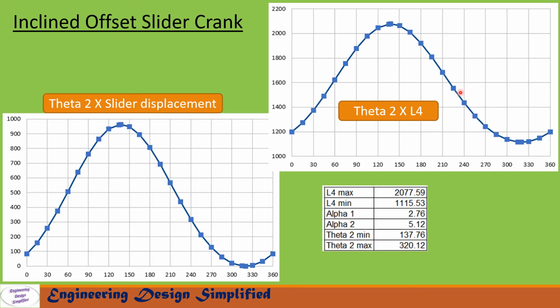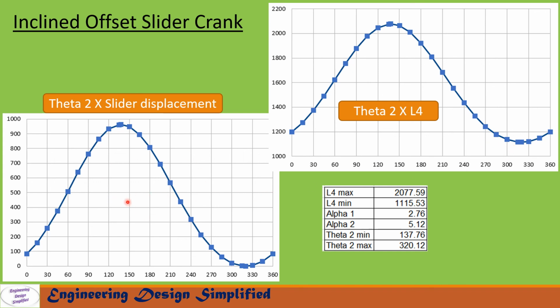In this graph, theta 2 versus L4 is plotted, theta 2 along horizontal, L4 along vertical. So at angle theta 2 137.76 degrees, that is theta 2 minimum, L4 maximum is happening. So this is the position, and at angle theta 2 320.12 degrees, that is this position, L4 is minimum.